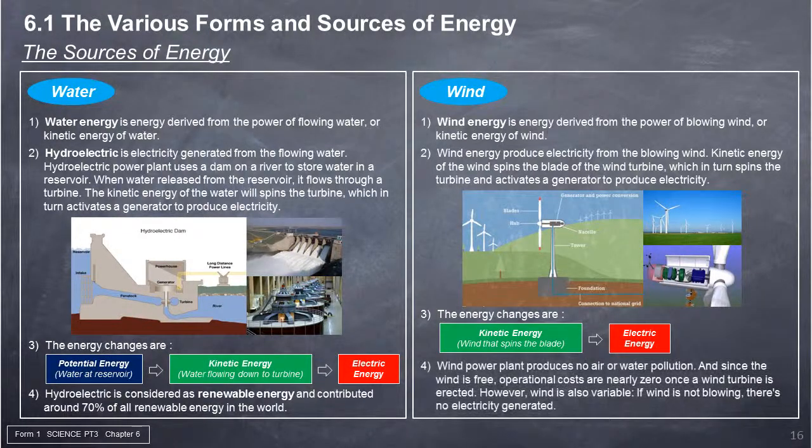3. The energy changes are: kinetic energy of the wind that spins the blade, change to electric energy. 4. A wind power plant produces no air or water pollution, and since the wind is free, operational costs are nearly zero once a wind turbine is erected. However, wind is also variable. If wind is not blowing, there's no electricity generated.